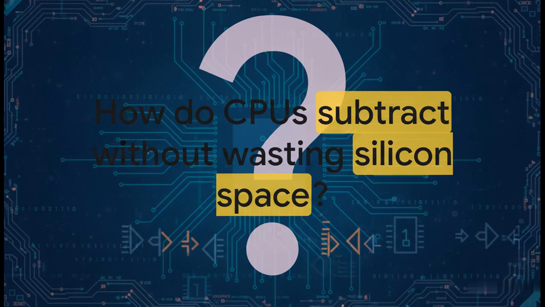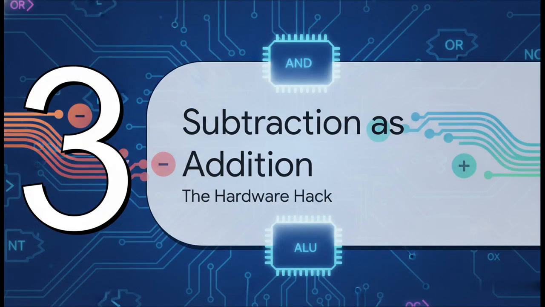But hold on. This brings us to a really critical design problem. We've just built this incredibly intricate circuit to add numbers together. But obviously, computers need to subtract too. So how on earth do CPUs subtract without wasting a ton of valuable silicon space and power on entirely separate subtraction hardware? That brings us to Section 3.